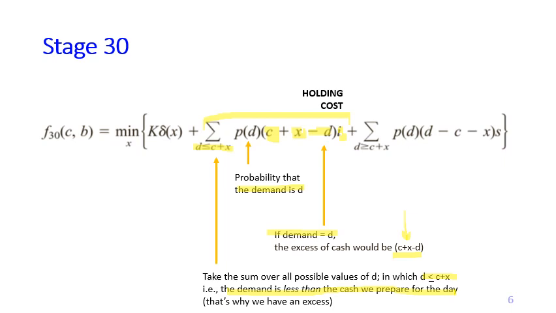And that is why we have an excess, right? You prepare much more than the demand, or in other words, the demand is less than what you prepare. That is why you have excess amount of money, and then you experience holding costs. One more time, because the demand is less than what you prepare.